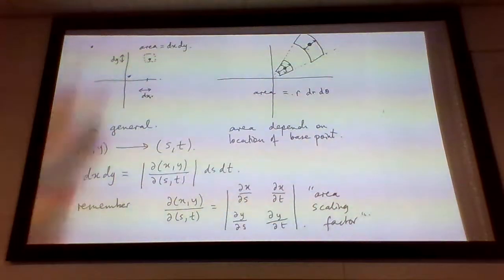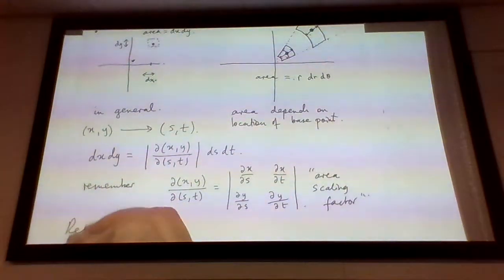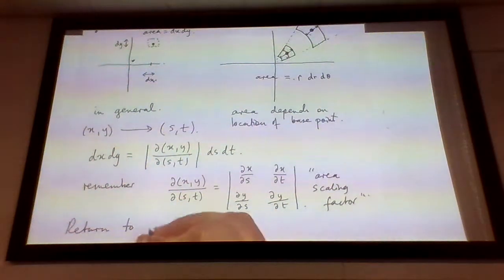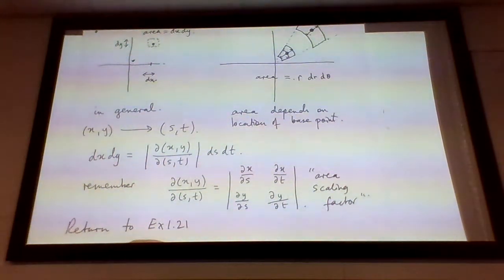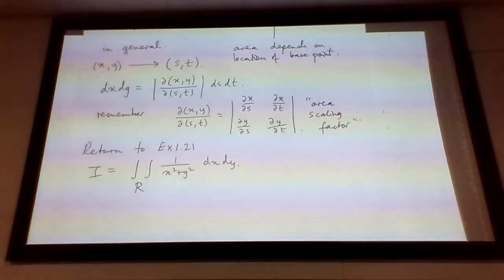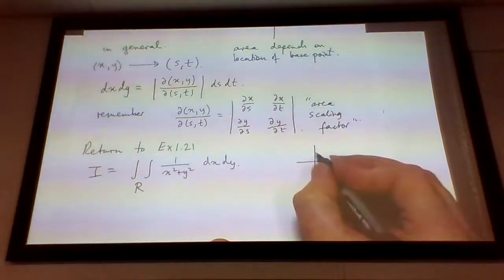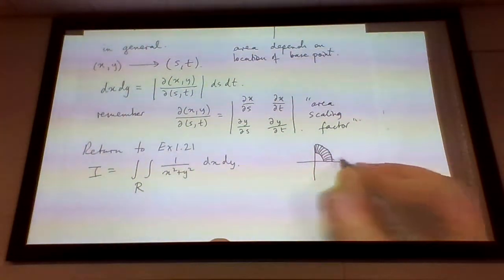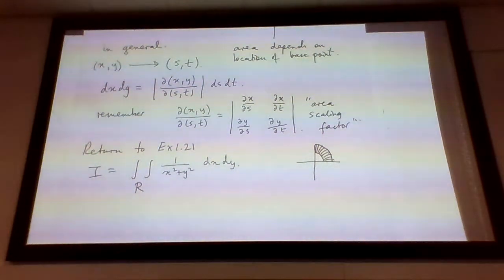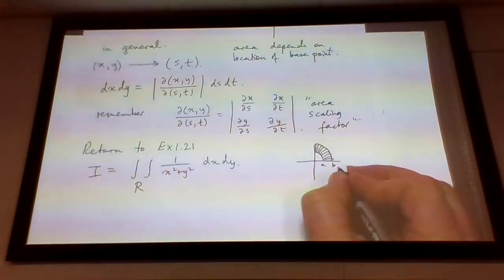Okay. So let's return to example 21. So we have our integral over R of 1 over x squared plus y squared dx dy. Remember, R was this region here between the two circles. The region trapped between the circles of radius a and b.